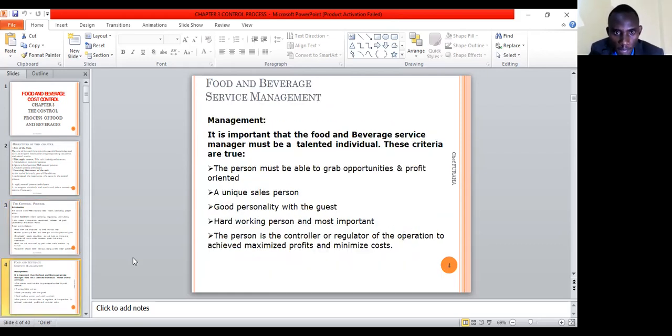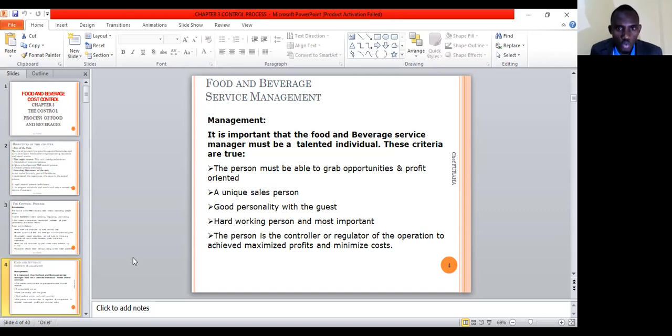When we say management, we talk about the food and beverage manager. The food and beverage manager must meet the following criteria. He must be a person who is able to grab opportunities and make profit out of those opportunities. He should not be an ordinary person. It should be an entrepreneur, who grabs opportunities and uses them to generate profit for the establishment. He must be a unique salesperson, a person who is able to think about how to sell our products in the best way that generates income for the business.